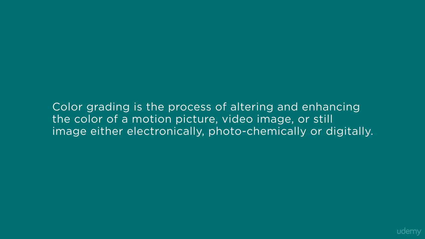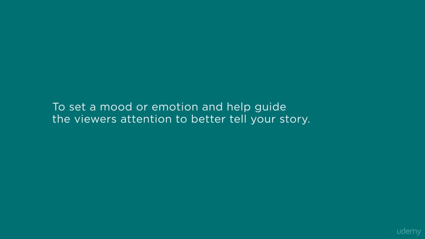Color grading is the process of altering and enhancing the color of a motion picture, video image, or still image, either electronically, photochemically, or digitally. But really, it's to set a mood or emotion and help guide the viewer's attention to better tell your story. It's helping to answer the question of what is this image trying to communicate? And I would actually divide color grading into two steps: color correcting and color grading.